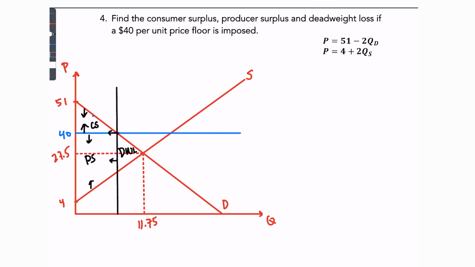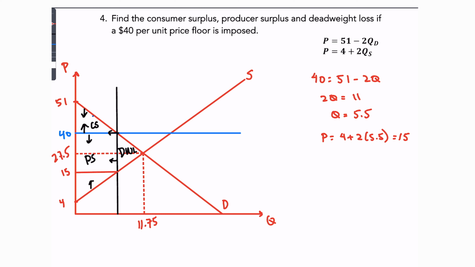Great, so here we've got our supply and demand. We know the price is $40. I'm looking for where it's going to intersect demand, so I'm going to plug it into my demand equation. So if price is 40, and I do the algebra here, you would get a quantity of 5.5. Now, if we take that and plug it into the supply equation, you should get a price of 15. So it intersects the supply equation here at 15.